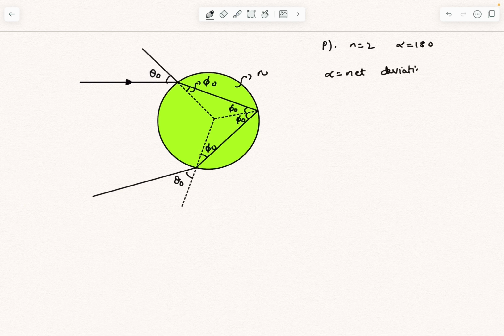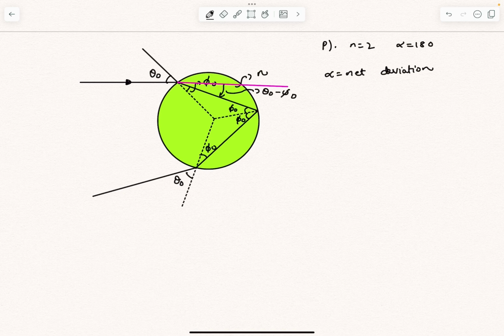Alpha is nothing but the net deviation in the light ray. Now as these individual light rays are just straight lines, we can add their individual deviations and then sum it all up, right? So the initial light ray bends in the clockwise sense by this particular angle, and that we can easily determine. This full angle is theta naught and this small angle is phi naught, which means it bends by theta naught minus phi naught. So the angle through which the first light ray deviates is theta naught minus phi naught in the clockwise sense.